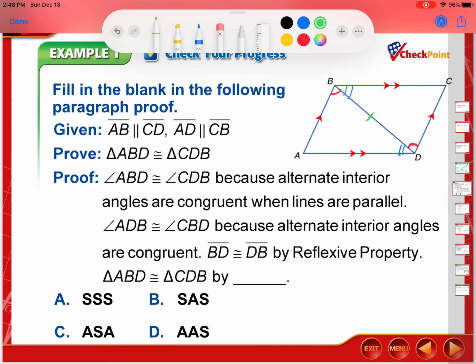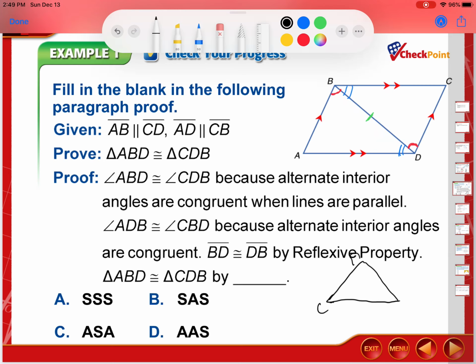Okay. Now comes our final part where we have to do some work. They say triangle ABD is congruent to triangle CDB. Now, once again, I like to redraw these triangles. If you don't, feel free not to.